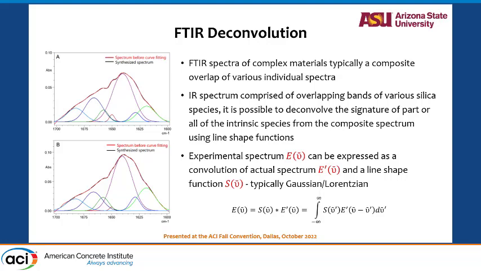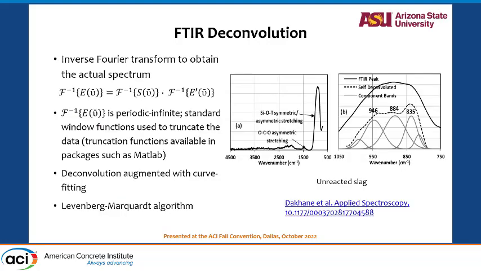So you use that, and if you use an experimental spectrum, I can use that as an actual spectrum times a line-shape function. So that's what I was talking about. It becomes a multiplication, and therefore I can do a line-shape function to do this. And of course after you do that, you do an inverse Fourier transform.